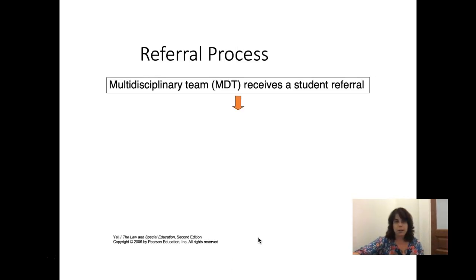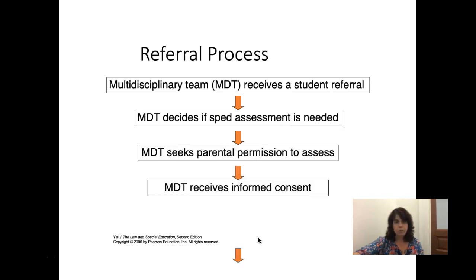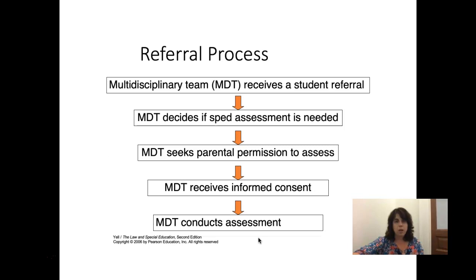So the referral process generally works like this. First off, the team receives a student referral. That can come, like I mentioned, from a parent, the teacher, or someone else. So it comes to a referral team. That team decides if a special education assessment is needed. They seek parent permission to assess. We talked about parent rights. You cannot assess a student for a disability without parent permission.